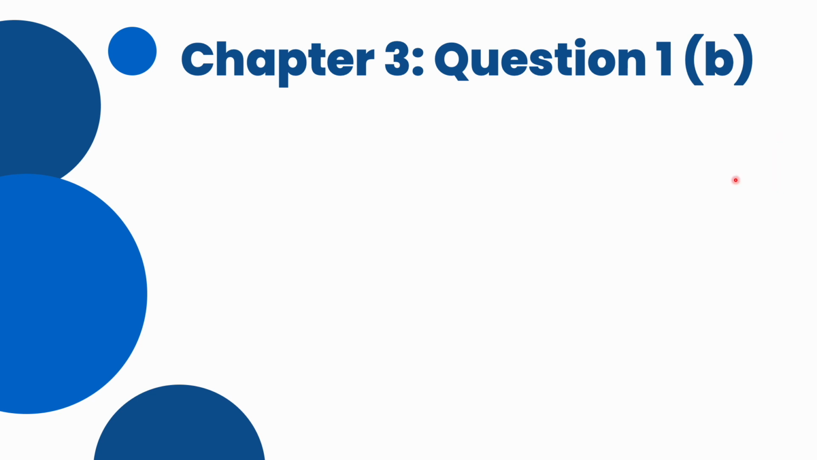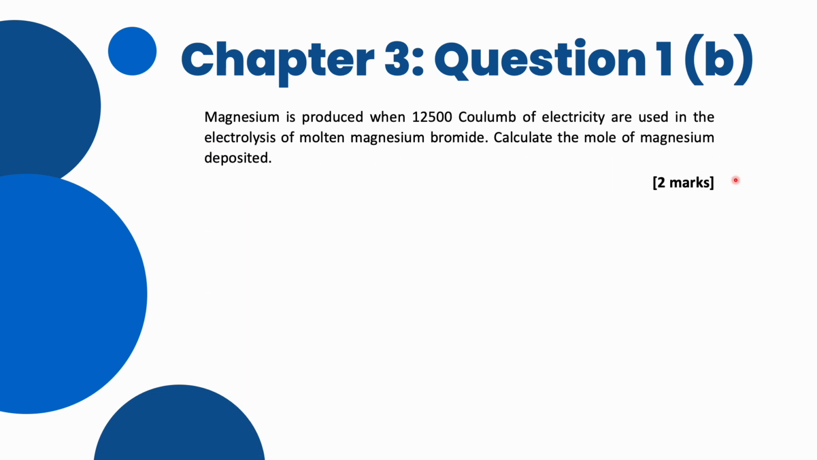Question 1b. Magnesium is produced when 12,500 coulomb of electricity are used in the electrolysis of molten magnesium bromide. Calculate the mole of magnesium deposited. So here we have the electrolysis of molten magnesium bromide. Molten means it is a melting process from solid to liquid. So what we have is MgBr2 solid will become Mg2+ liquid plus 2Br- liquid. Again, the state here will be liquid because we are melting, the molten process.